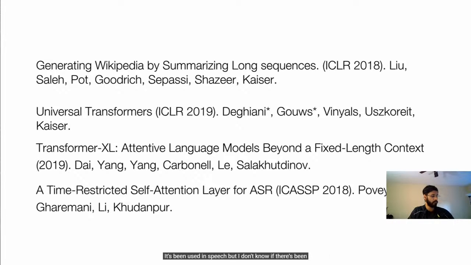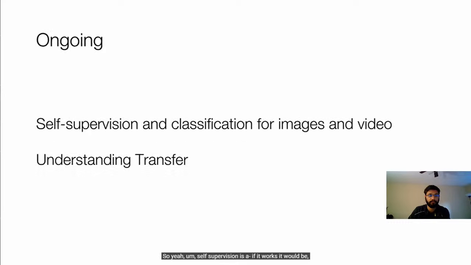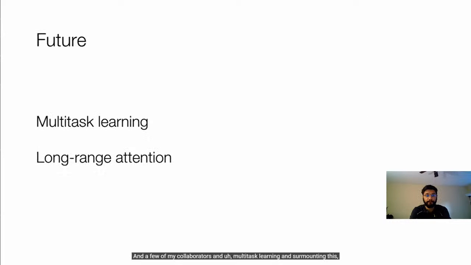It's kind of cute. It's been used in speech, but I don't know if there have been really big success stories of self-attention in speech. Again, there are similar issues where you have very large numbers of positions to do self-attention over. Self-supervision, if it works, would be very beneficial. We wouldn't need large labeled data sets. Understanding transfer is becoming a reality in NLP with BERT and some of these other models. Understanding what's actually happening is an interesting area of ongoing research for me and a few of my collaborators. And multitask learning and surmounting this quadratic problem with self-attention is an interesting area of research that I'd like to pursue. Thank you.